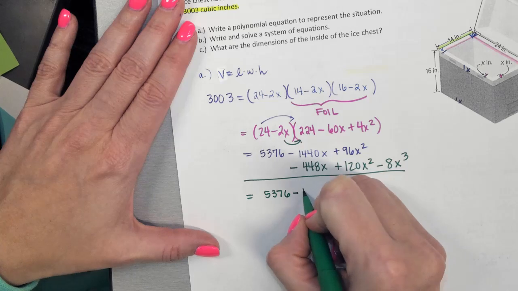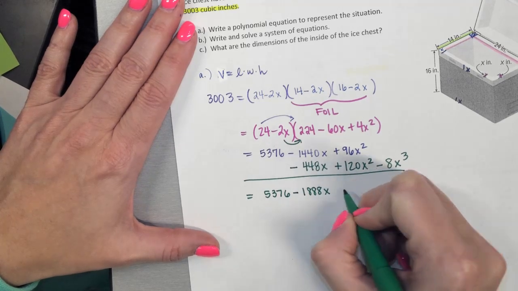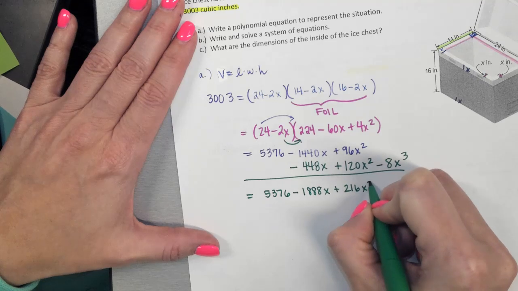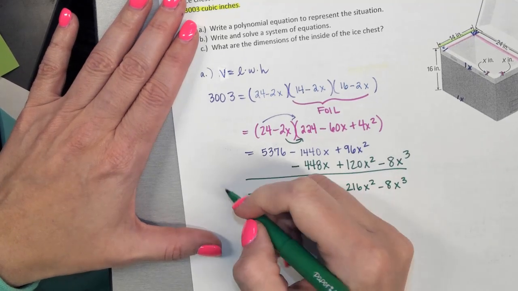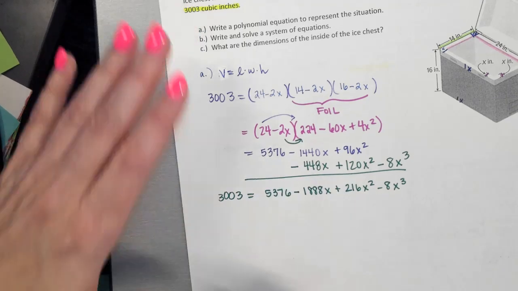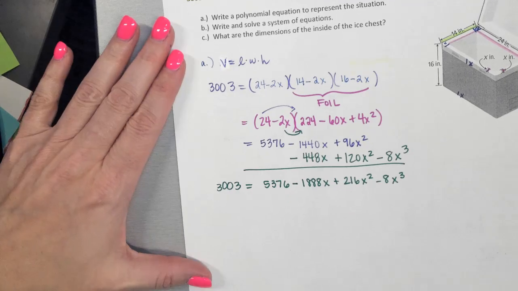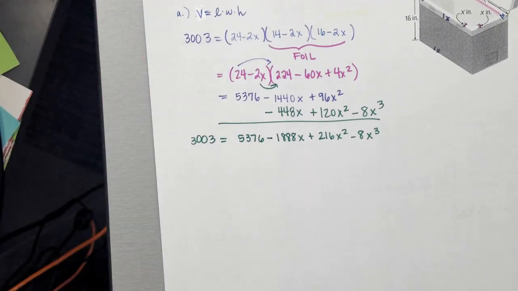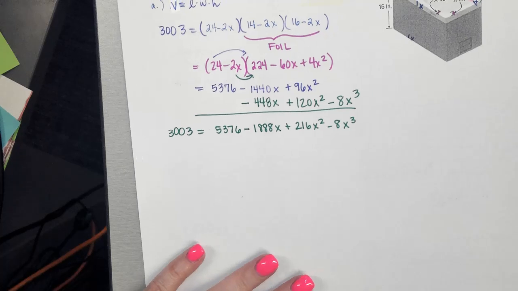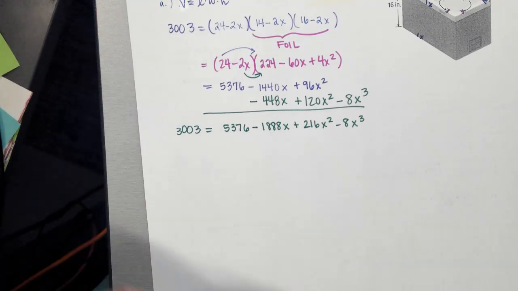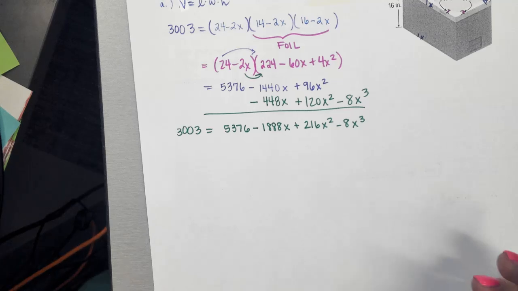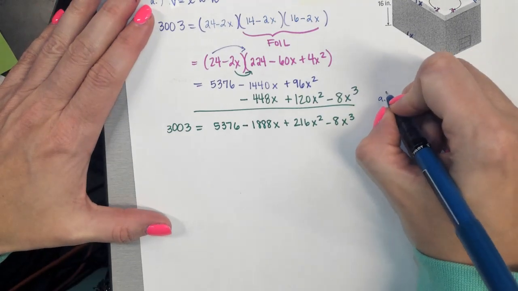Okay, I will add these together. Add your like terms, and it is still equal to 3,003. Oh yeah, it's not in standard form. So when I plug it into my calculator, I'm going to put it in standard form. So for A, it says write a polynomial equation to represent this situation. Okay, this is going to be your polynomial equation, and you are welcome to write that in standard form.